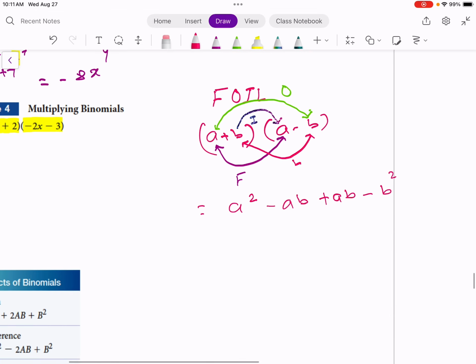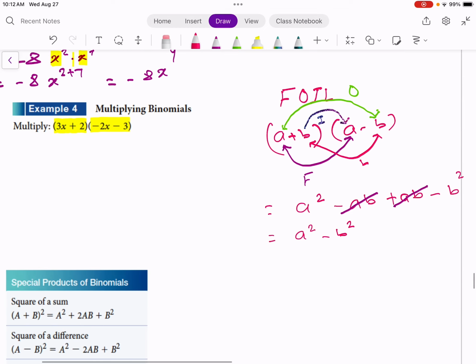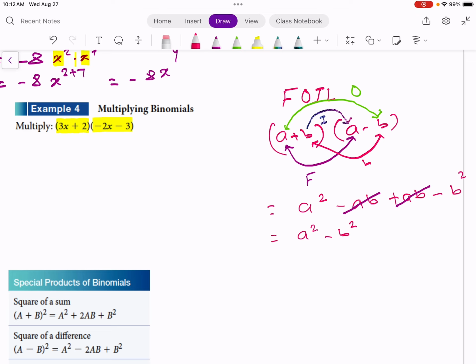Now we look for the like terms. We have a square, so negative ab and positive ab, these two are like terms. One is positive, other is negative, so they cancel out, and negative b square. So this is the final answer. Whenever we are multiplying a binomial and a binomial, we use FOIL. You can use other methods as well. Now using a similar method, let's multiply this one.